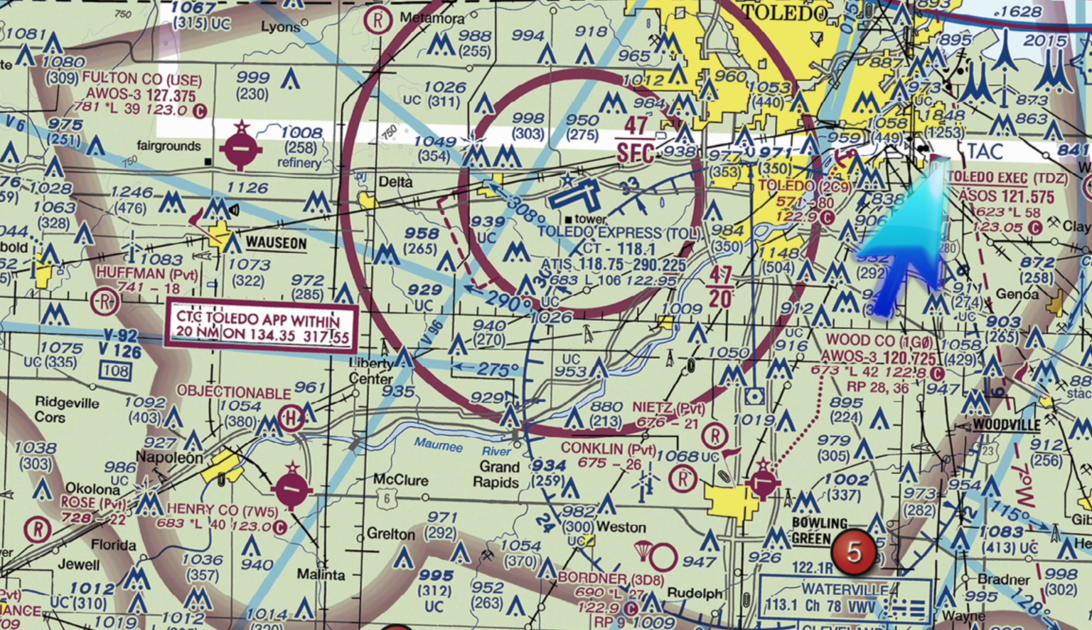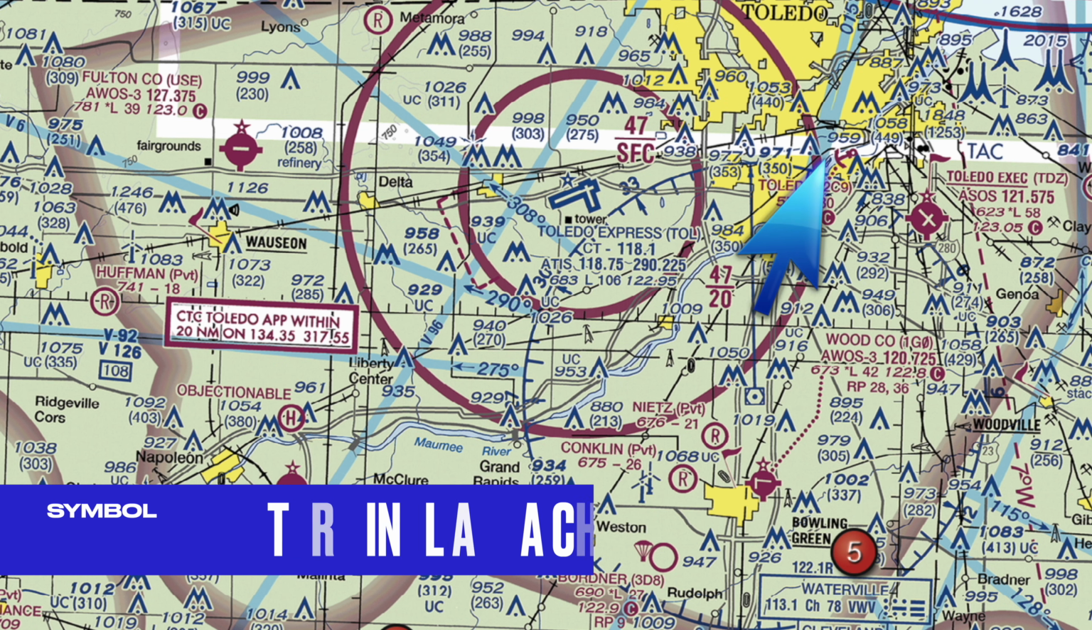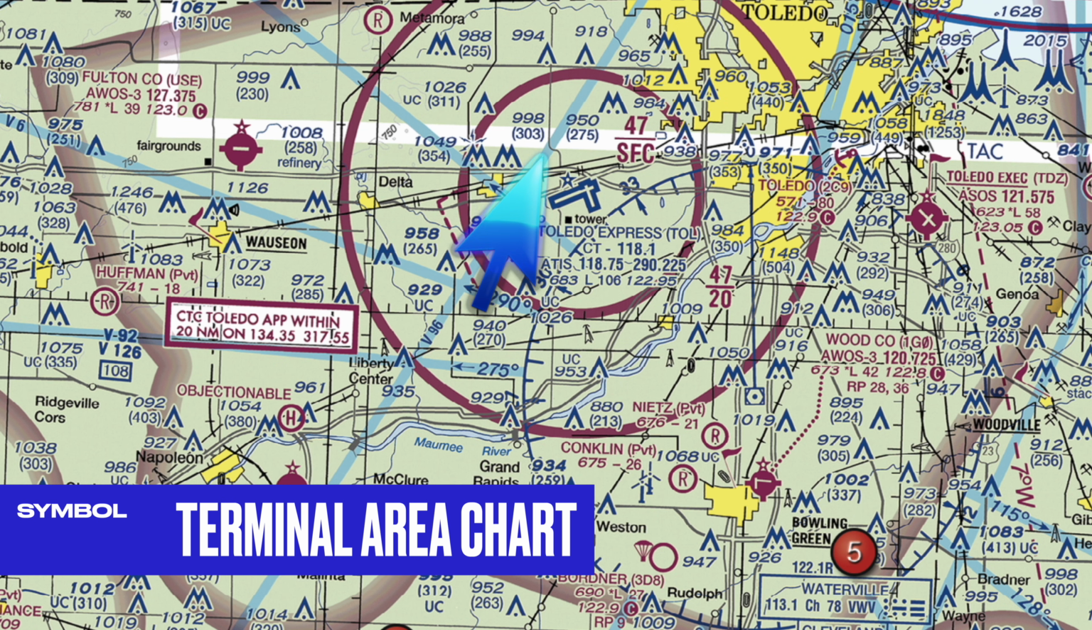Now, another symbol that we can look at that's not discussed too often is that white line that's running across the top, sort of like a border, and inside of it, it says TAC. Have you ever wondered what that is? This white line is a boundary marker for pilots. TAC stands for Terminal Area Chart Boundary.